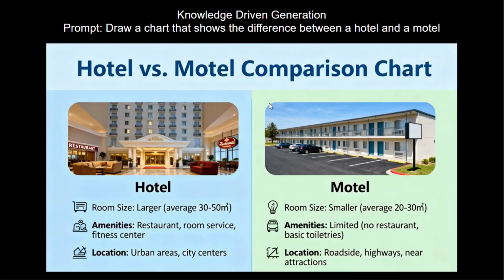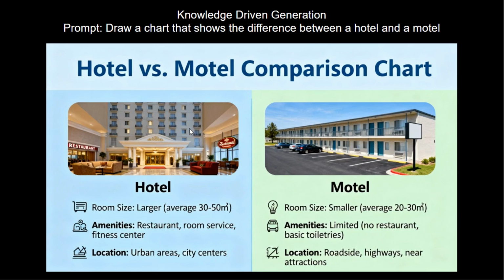So for the first one, I wanted to try out the knowledge-driven generation. This model has knowledge about our world. You can give it a math problem, it will solve it and give it as a photo. You can try different charts and timelines and it will be able to give you results. So in this case, I asked it to draw a chart that shows the difference between a hotel and a motel. And this is what it generated.